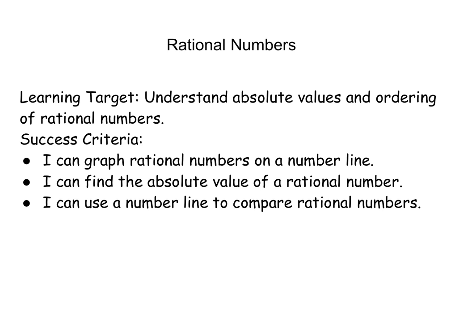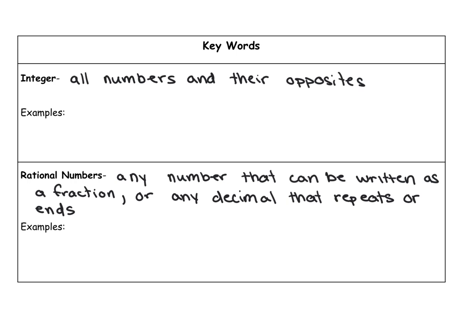Our learning target is to understand absolute values and being able to put their values in order. You'll know that you have met these success criteria if you can graph rational numbers on a number line, if you can find the absolute value of a rational number, and if you can use a number line to compare rational numbers. We have a few key vocabulary words to look at first.